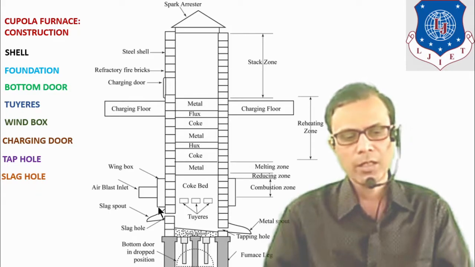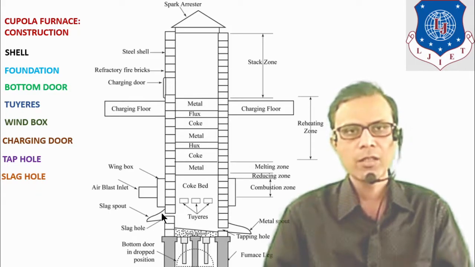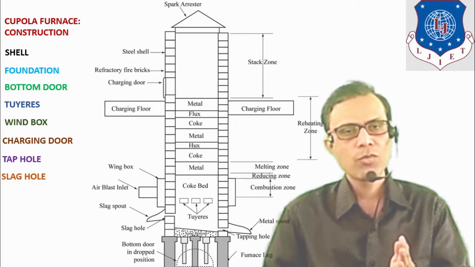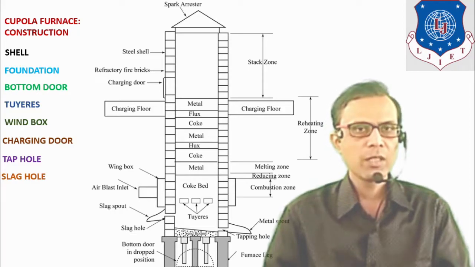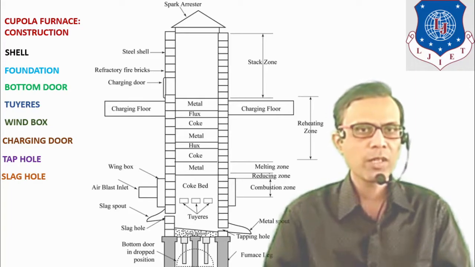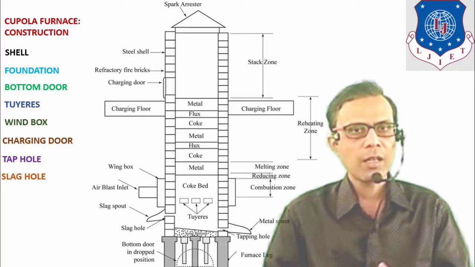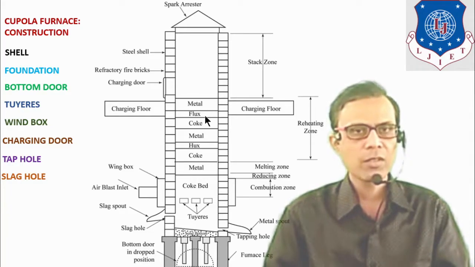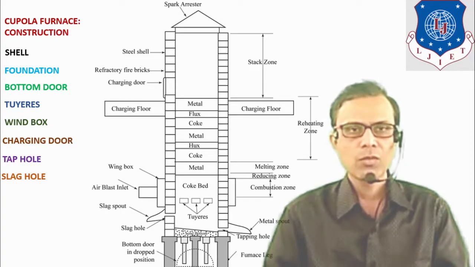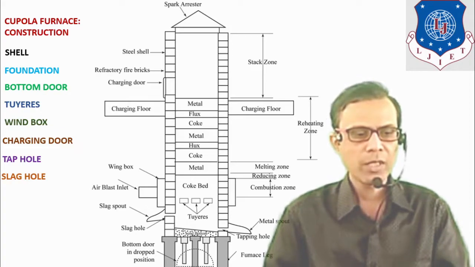The slag hole is located here at this side of the furnace. The purpose of the slag hole is to remove the slag from the molten metal. As molten metal may contain some impurities, those impurities are lighter in weight, and with the reaction with this flux, all the impurities are collected in the form of slag at the upper part of the molten metal, which may be in floating mode. So it can be removed with the help of this slag hole.